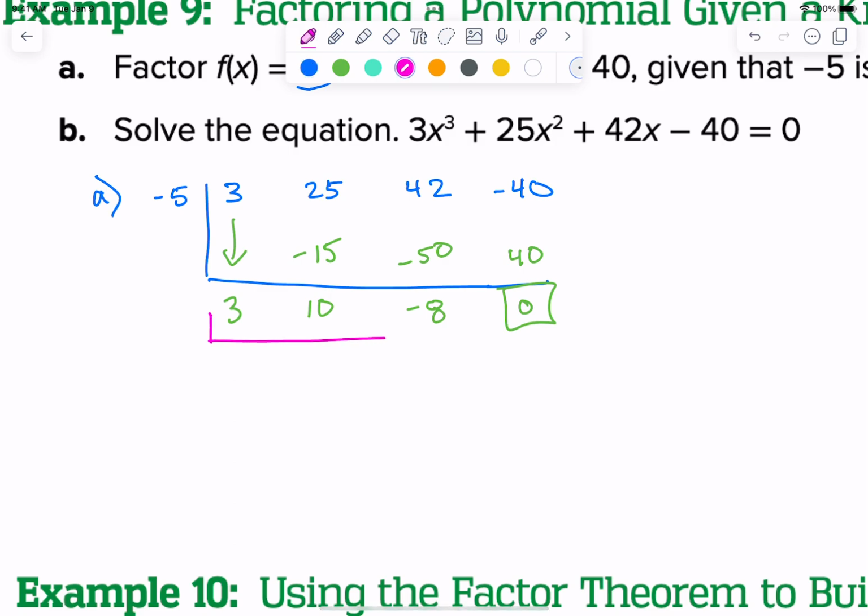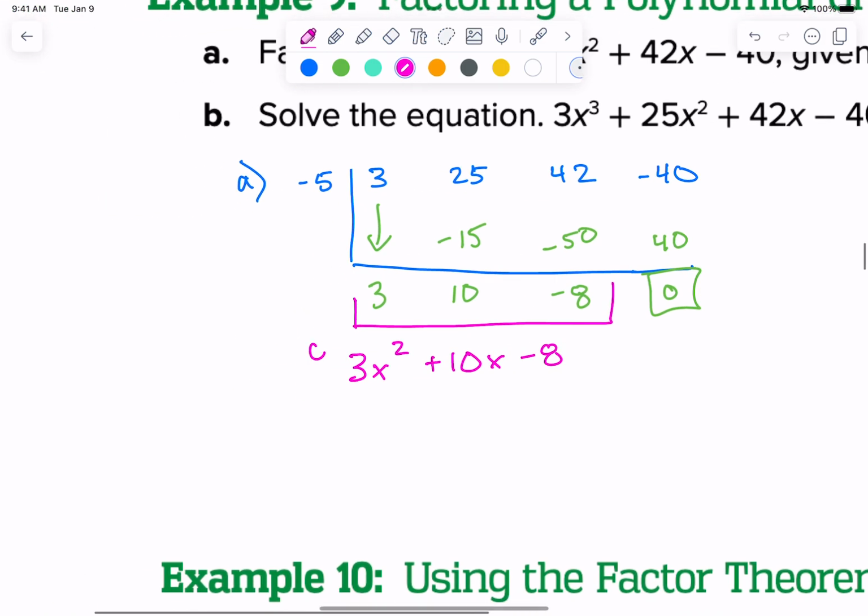Now, what is this thing right here? A trinomial. 3x squared plus 10x minus 8. That's what he's left over. Now, can I break that thing down more? Yeah. How? This is a complex trinomial.